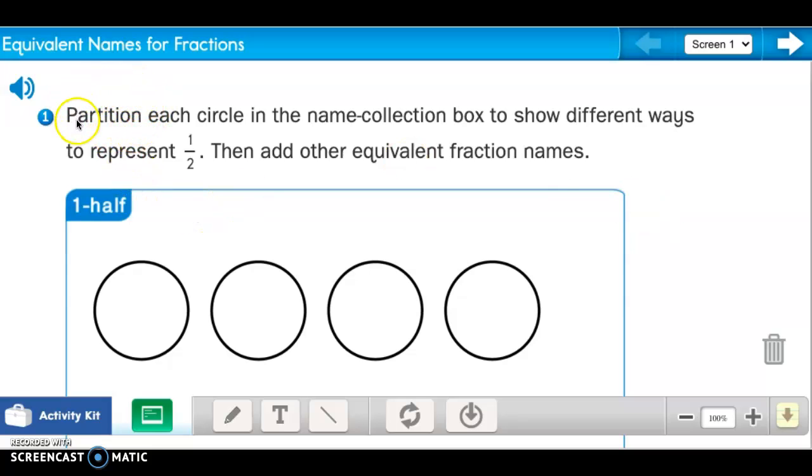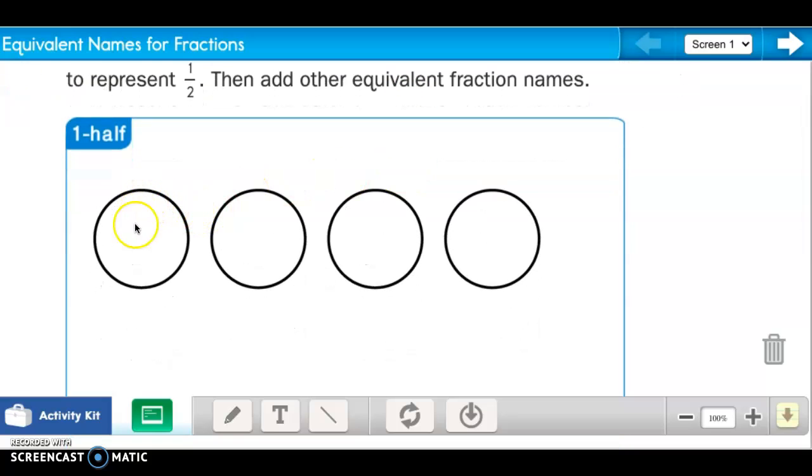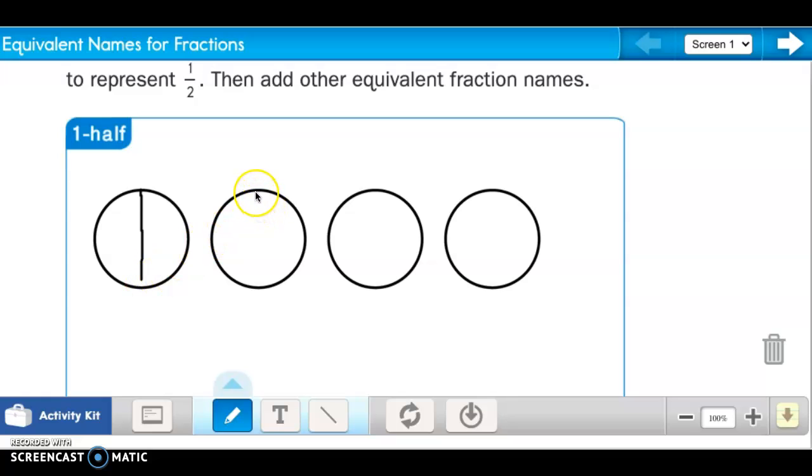Again, that word means cut each circle in the name collection box to show different ways to represent half. Then add other equivalent fraction names. Remember, equivalent means equal. So we are going to start by cutting the first circle right in half. There we go. We've cut it in half. Now we're going to shade in half of it.